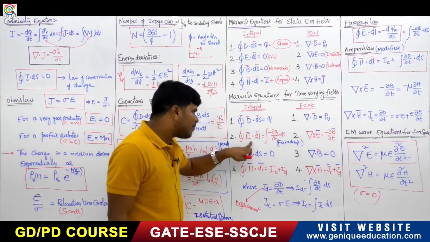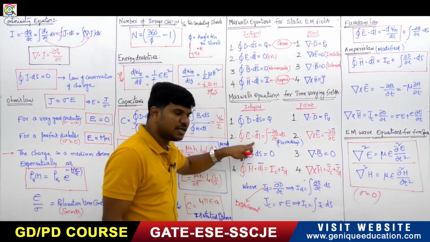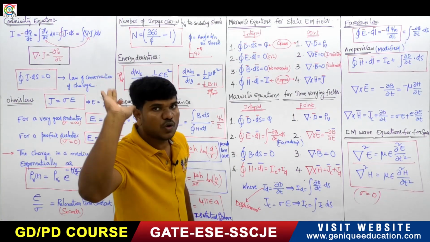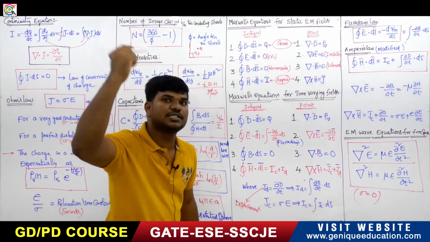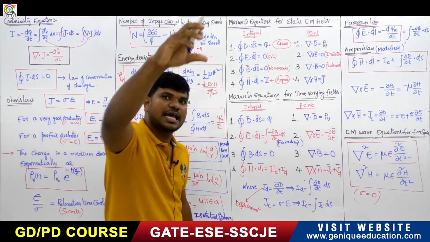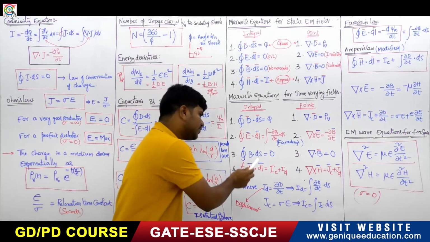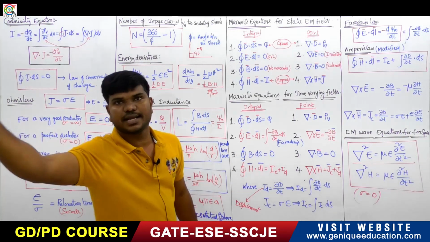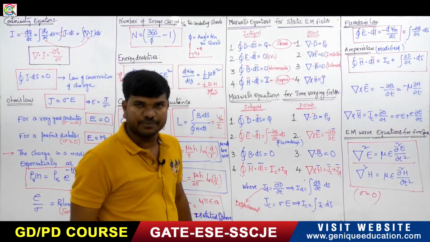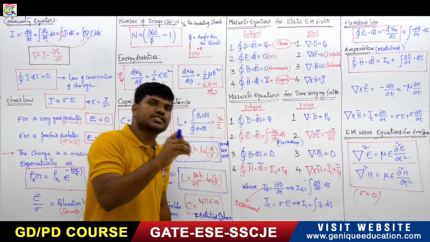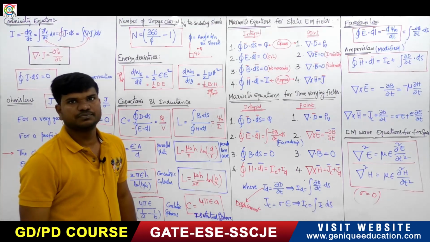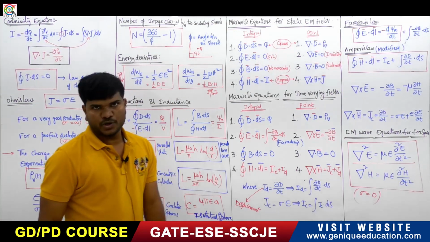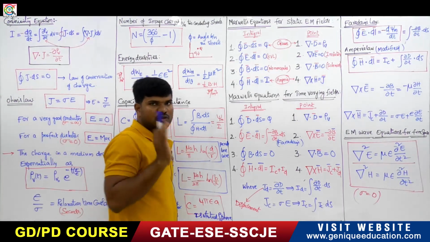Suppose I come to the second Maxwell's equation, it is related to the voltage. If the voltage is time varying, the field generated due to that voltage is also a time varying electric field. If the current is time varying, the field generated due to the time varying current is also time varying. Depending on the cause only, the effect will be produced. So this is the thing you have to understand.